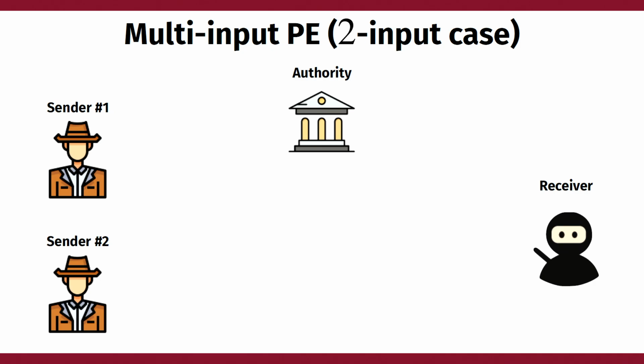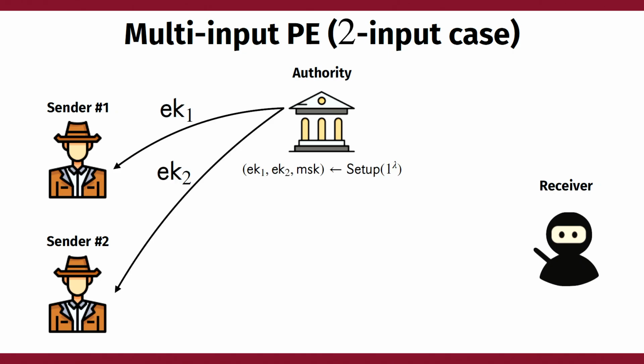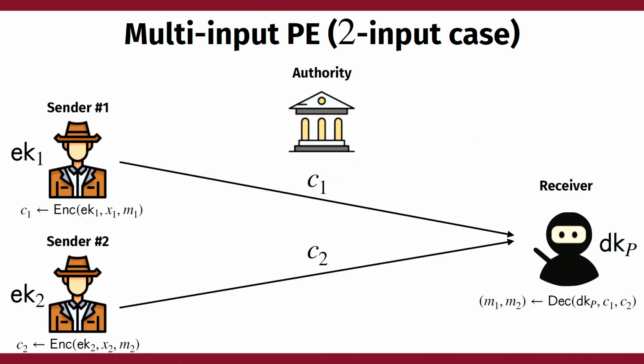Now let's see how it works in the multi-input case. So this is the two-input case. We have an authority that generates two encryption keys, and you send the two keys to the corresponding senders. And then, as usual, you can generate the decryption key for the predicate, and you give it to the receiver. But now the functionality is that every sender can choose its own message and its own input, and then you can send the ciphertext to the receiver.